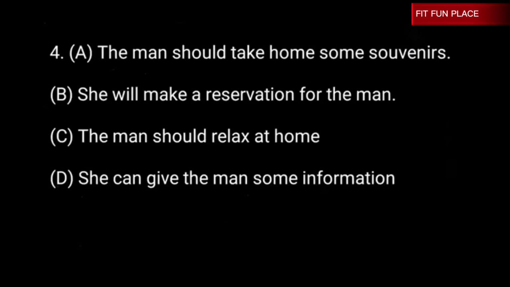Number 4. I'm looking for a nice, quiet place to spend 2 weeks. Can you help me? We have several brochures here that you can take home to look at. What does the woman mean?